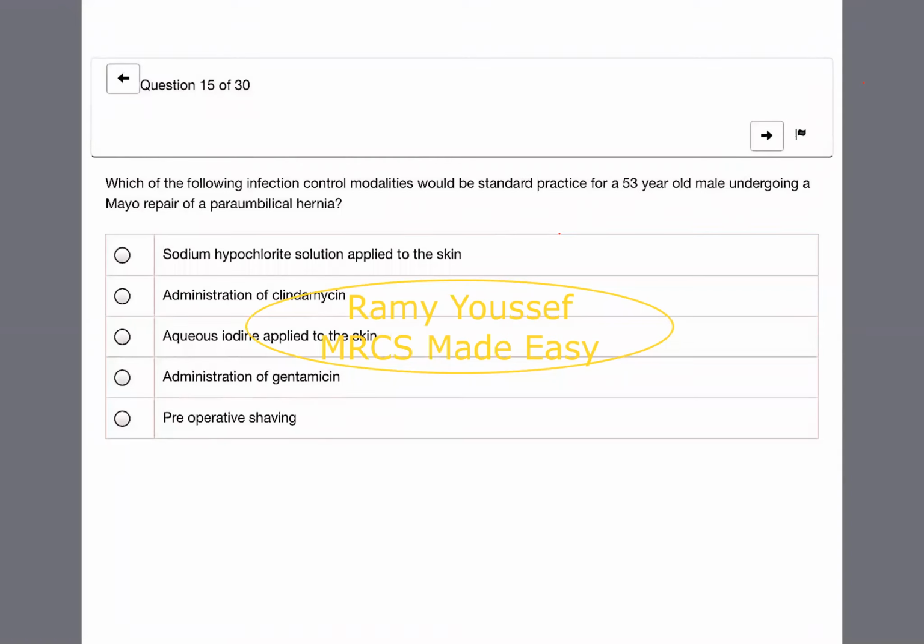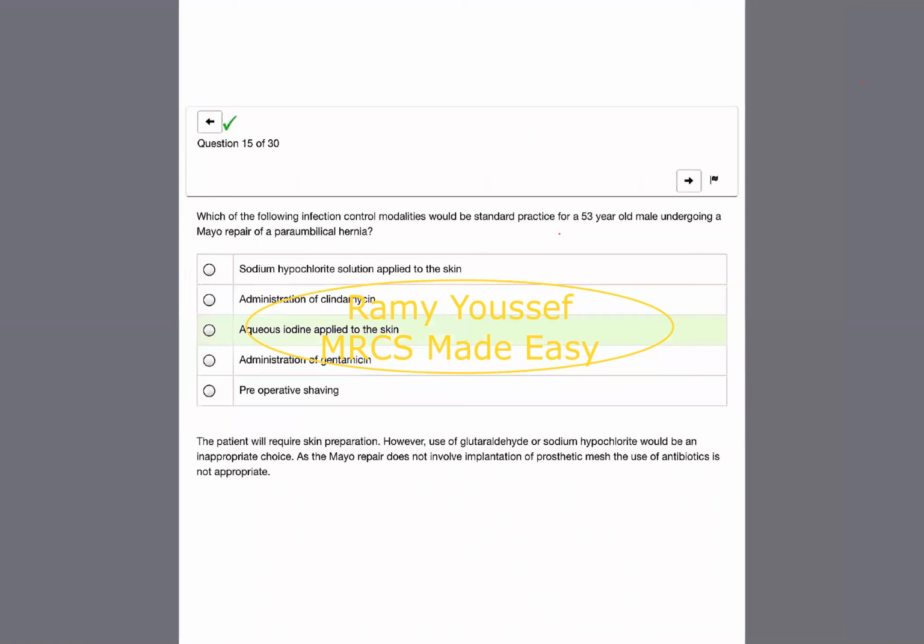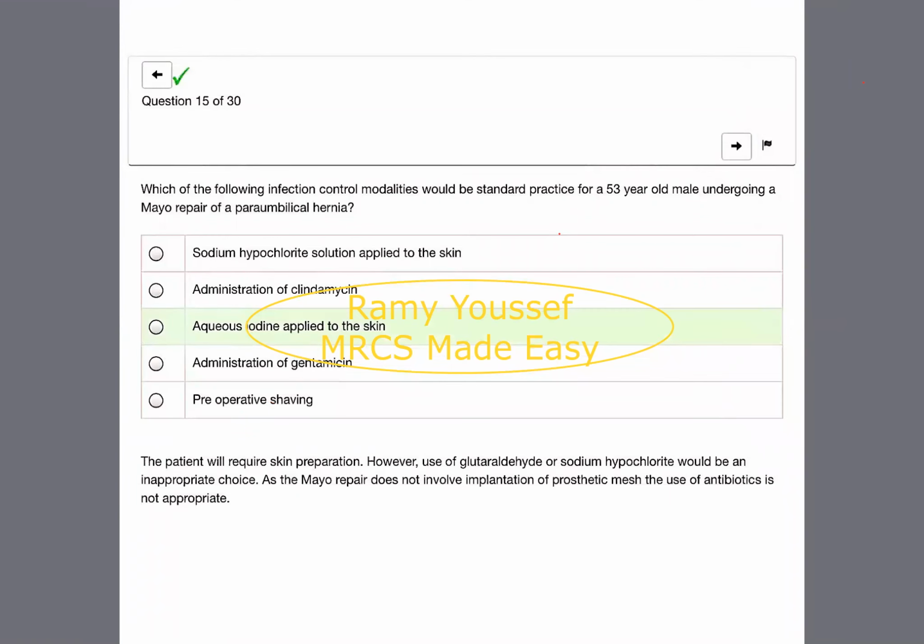Okay, I know about it, but I don't know how to explain it. But if you ask some people, if they don't know what Mayo repair is, okay. Mayo repair is a clean type of surgery. If he tells you herniorrhaphy, he just wants to tell you it is a herniorrhaphy, not a hernioplasty.